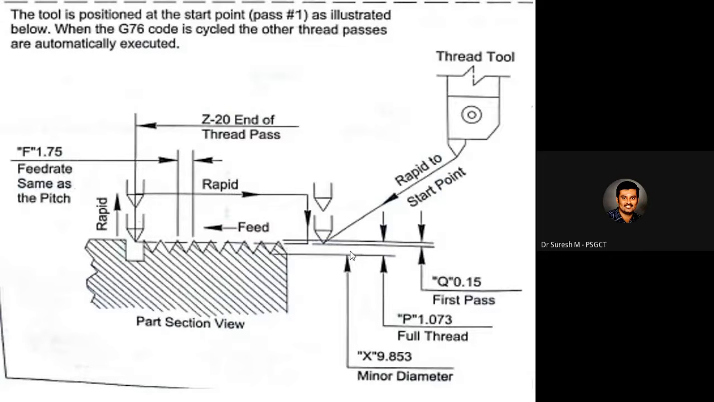And this is how the threading operation is carried out in a CNC machine. First the threading tool will rapidly come to this point. After that, it will form the thread and then it will go out. The length of the thread, minor diameter and pull out angle, everything is shown in this diagram. Based on the parameter dimensioning, it will do the operation.